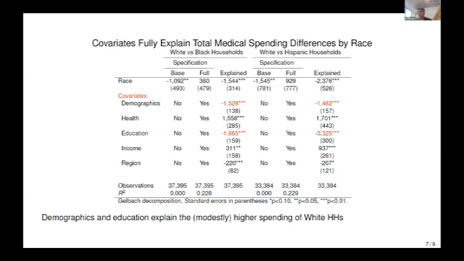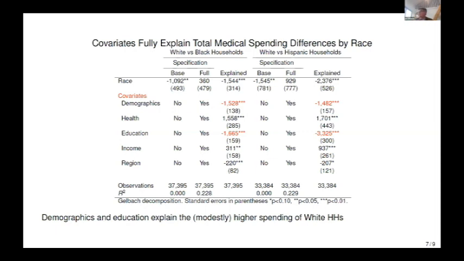What I really want you to take away from this is that when thinking about total medical spending, demographics and income fully explain all these differences in medical spending. Again, demographics largely means that whites are more likely to be married, and so household medical spending is higher. The second thing, and I think there are interesting interpretation issues about this, is that more highly educated households do spend more.